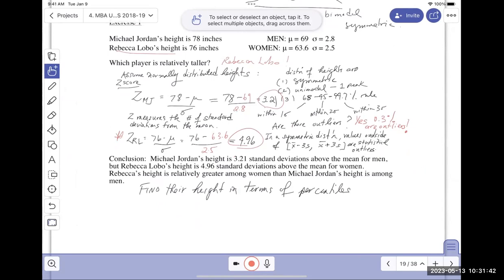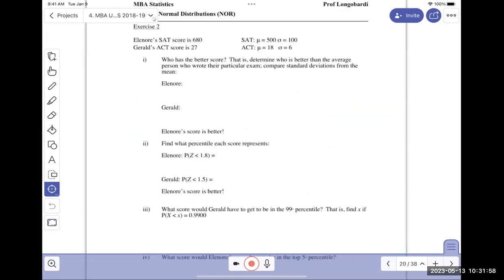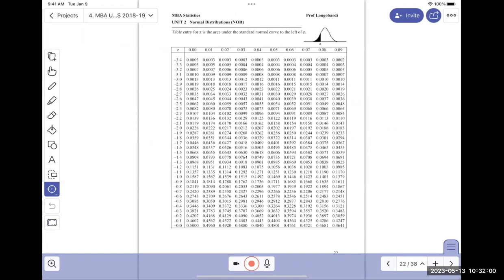So if I make a symmetric distribution shape and I put 68, 95, 99.7 on it, that's going to roughly tell me how things spread out. But to get more precise, I gave you tables.